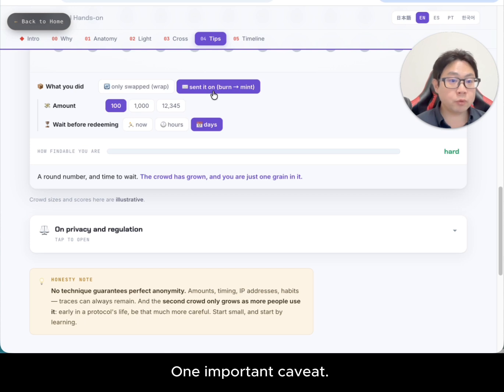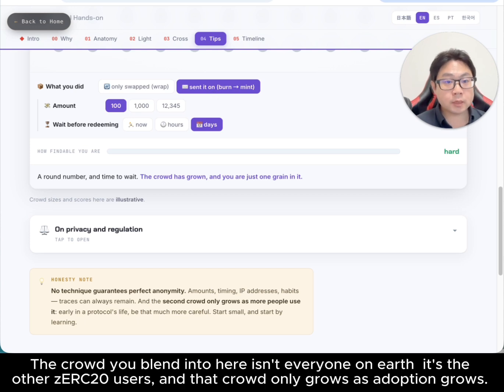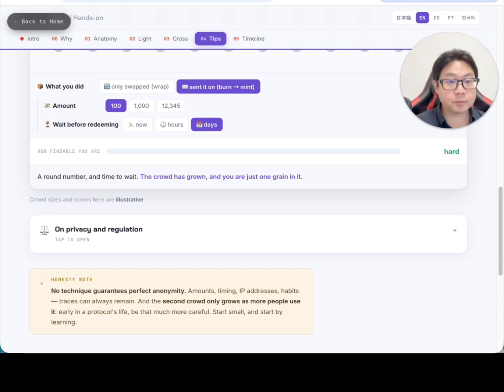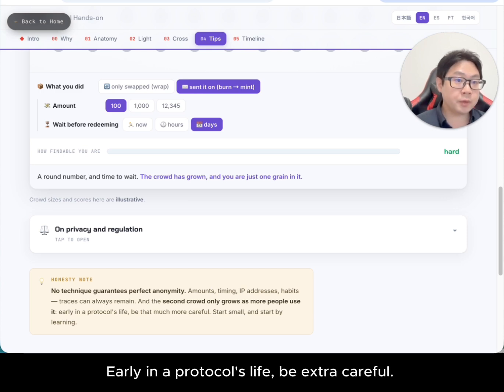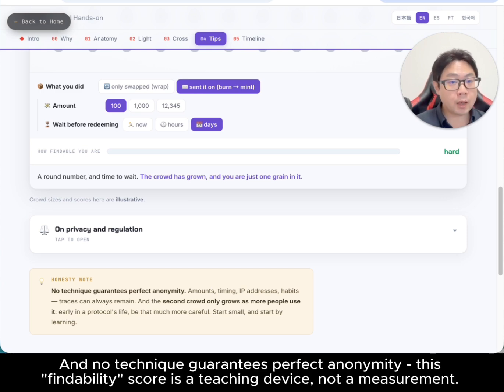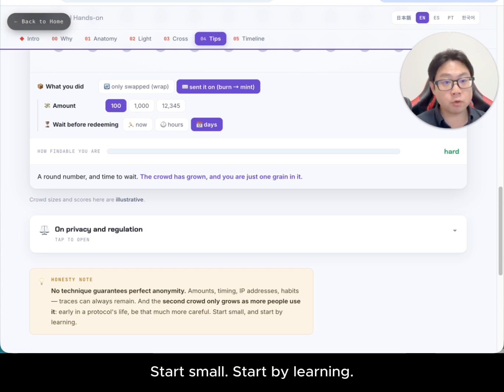And one important caveat. The crowd you blend into here isn't everyone on Earth. It's the other zERC20 users, and that crowd only grows as adoption grows. Early in a protocol's life, be extra careful. And no technology guarantees perfect anonymity. This findability score is a teaching device, not a measurement. Start small, start by learning.